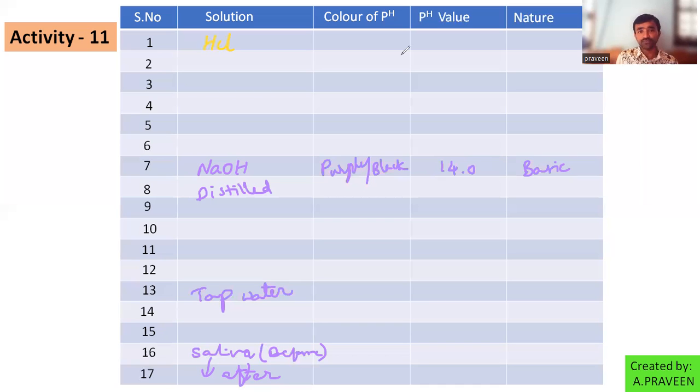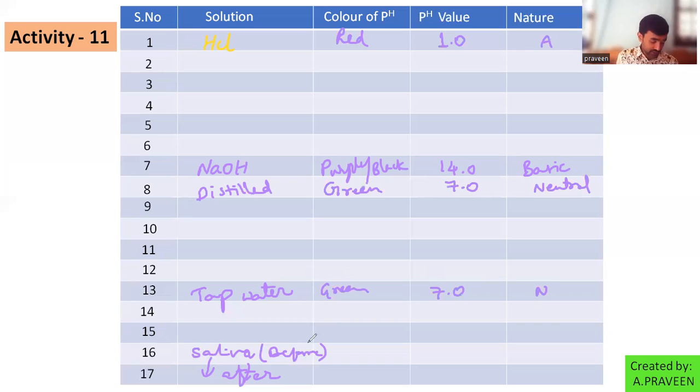HCl: the color of the pH paper is red, the pH value is 1, and the nature is acidic. Next, distilled water gives green color on the yellow paper, the pH value is 7, and it is neutral in nature. Tap water also gives green color, but not always; it depends on the impurities and it changes.